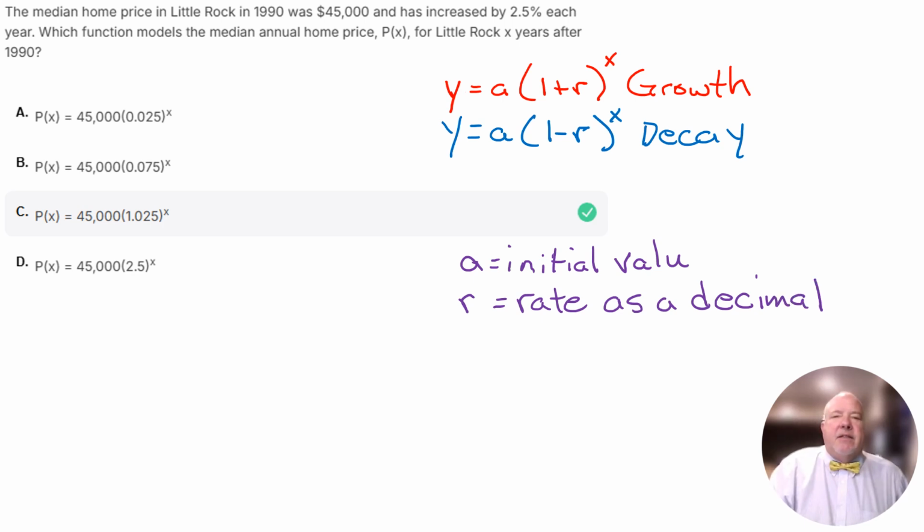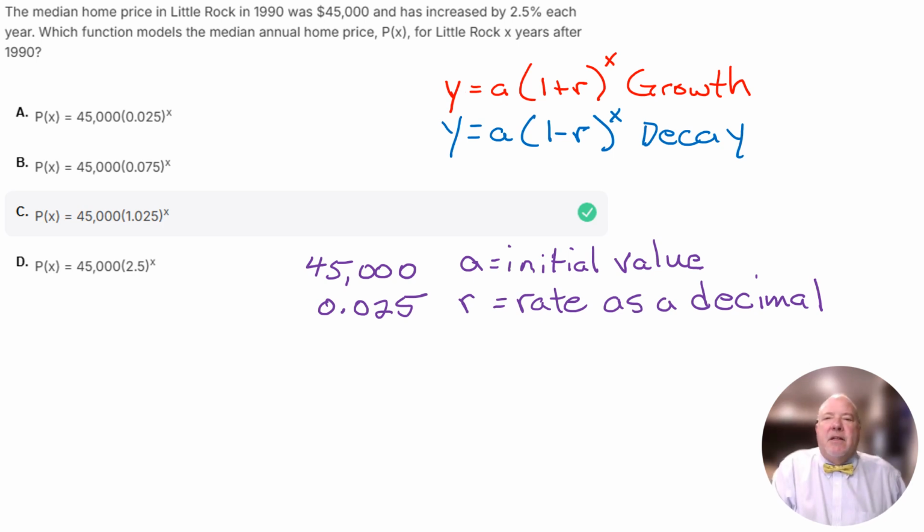So in our case, our A value is going to be the 45,000. I forgot to put the E on value. That's why I teach math. So I have the $45,000. That's the initial value of the home. And then the rate written as a decimal, you would do 2.5 divided by 100. So you would get 0.025. All right, so there's my rate.